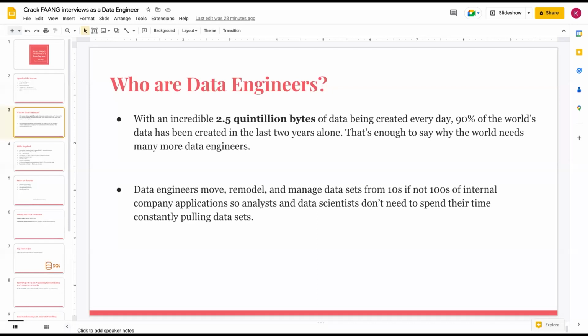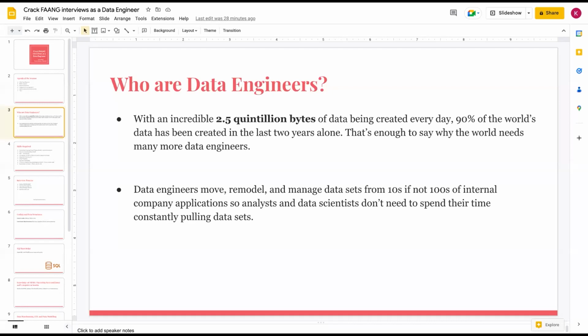So what we as data engineers do is pull that data, model it, and create data sets out of it. And also, we as data engineers convert that raw data into a readable form, basically for the data scientist and the data analyst, and for the data engineer as well.